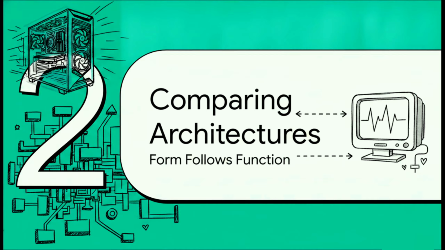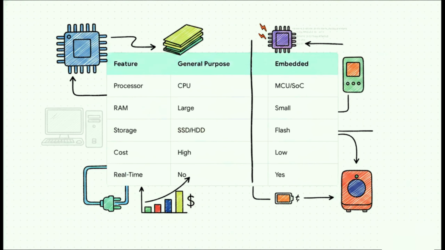All right, let's move into Section 2, comparing their architectures. Because here's the thing, a computer's purpose completely dictates how its hardware is built. You literally cannot design a versatile gaming rig the same way you design a heart monitor. The engineering constraints are totally different. For a general-purpose machine, you're relying on a beefy CPU, massive amounts of RAM, and huge solid-state drives just to store your varied files and heavy operating systems like Windows or Mac OS. Because of all that, they suck up a ton of power and cost a lot of money to make.